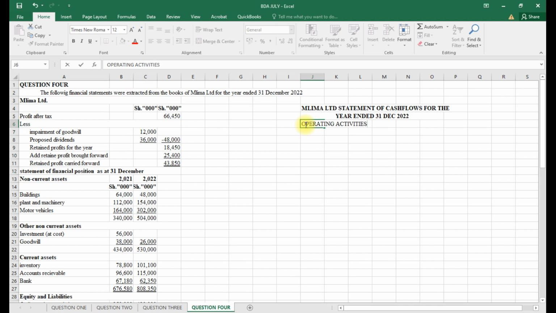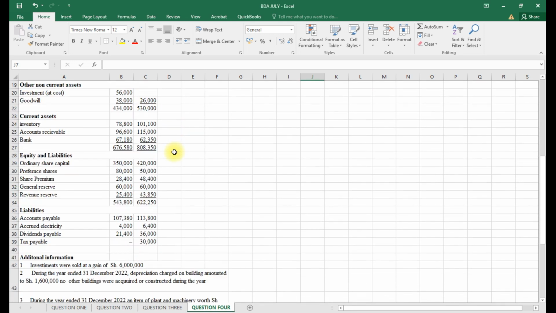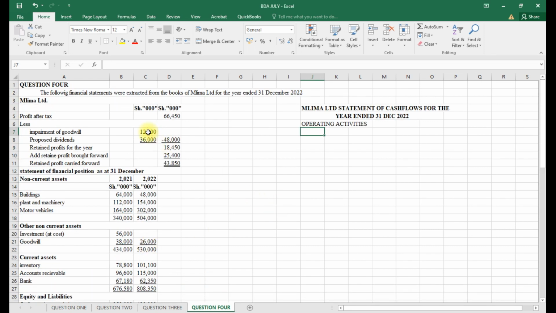Under the operating activities, you'll find that we have the profit after tax. Normally we use the profit before tax, but when you look at the statement, we have the tax payable. At the beginning we did not have any, at the end we had 30, which means the 30 was the provision that was made during the year. It means during the year we paid nothing. We just remain with a liability of 30,000. So in that case, we shall just use the profit after tax that we have been given here.